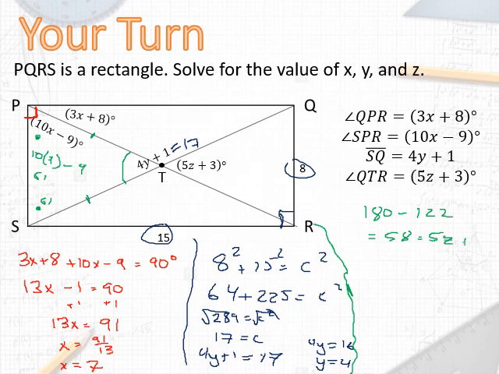5z plus 3. Excuse my bad grammar here. Let's get rid of that. So 58 equals 5z plus 3. Subtract the 3 from both sides. 55 is equal to 5z. Divide both sides by 5. And we get 11 is equal to z.